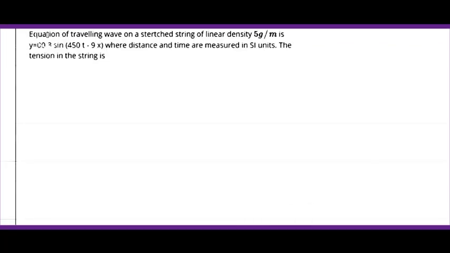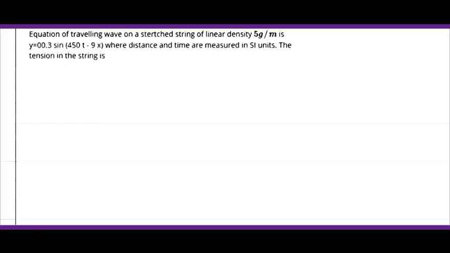Hello everyone, let's start the question. Question says that equation of traveling wave on a stretched string of linear density 5 gram per meter is y equal to 0.3 sine 45t minus 9x, where distance and time are measured in SI unit. The tension of the string.